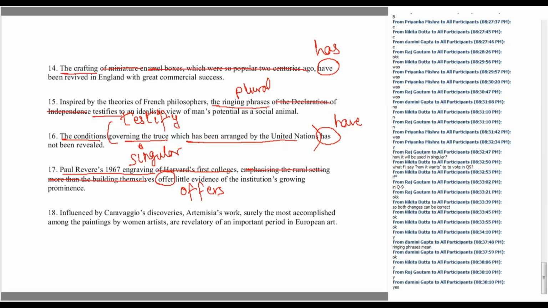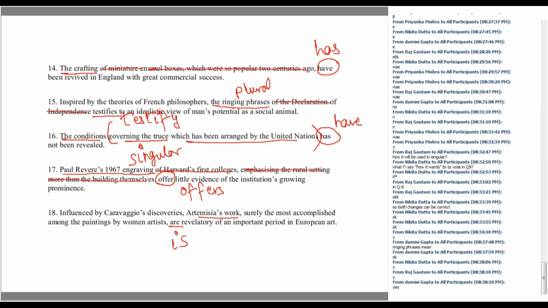Okay? 18. Inspired by Caravaggio's discoveries, Artemisia's work, surely the most accomplished among the paintings by women artists, are revelatory or is revelatory? Is revelatory. Because we are talking about Artemisia's work.